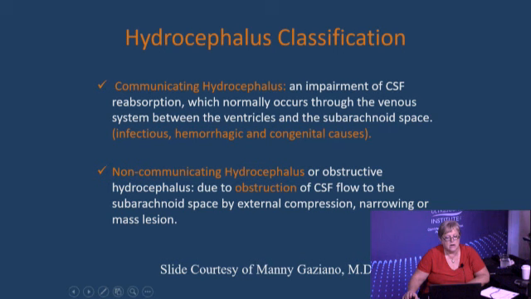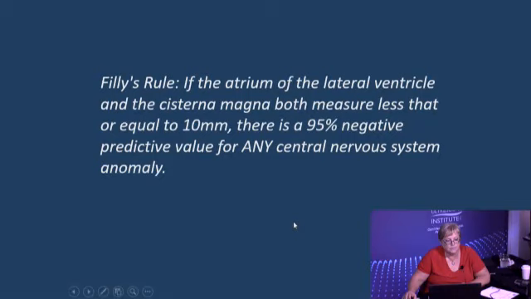And the more pressure in the ventricle, the bigger the ventricle gets, and the more pressure it's putting on the cerebrum. And then there's non-communicating hydrocephalus, or obstructive hydrocephalus, due to obstruction of flow to the subarachnoid space. And it's usually caused by external compression, narrowing, or a mass lesion.